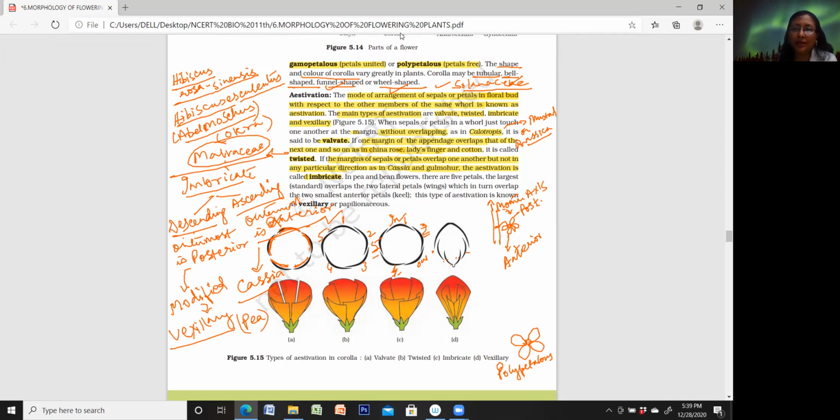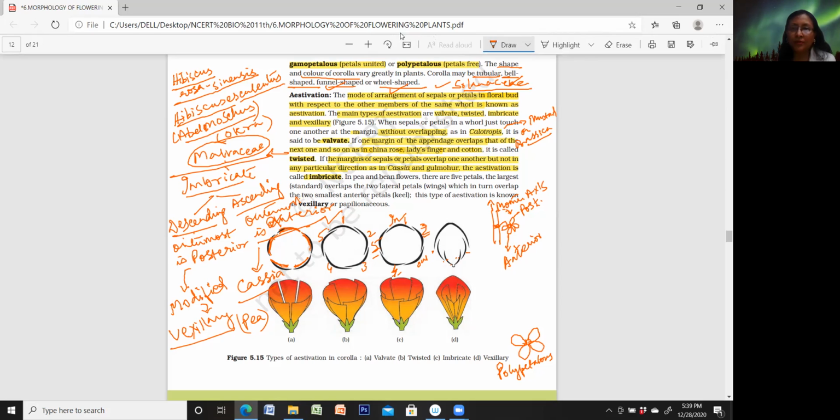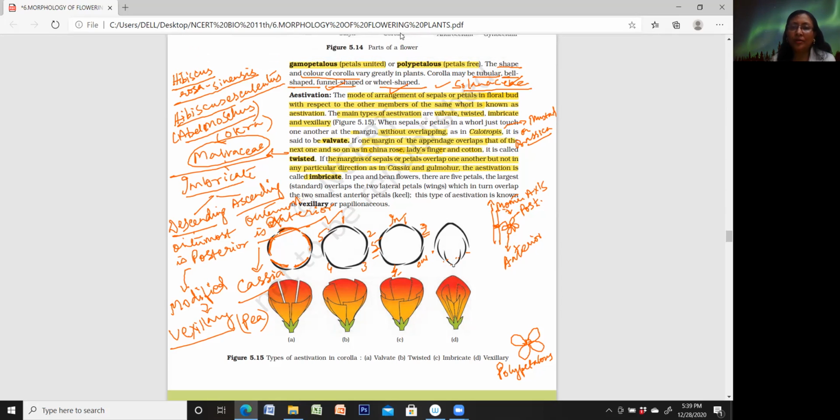So posterior and anterior, first you should know the petals' positions, and when you view, you have to see actually when it is on the branch, on the plant, how it's attached, and then only you can make out whether it's an ascending imbricate or whether it is a descending imbricate.